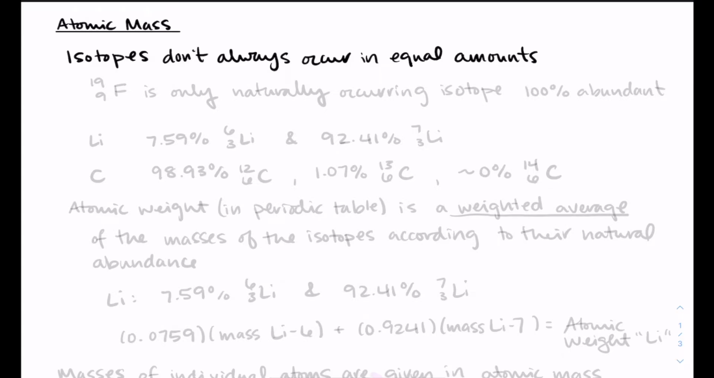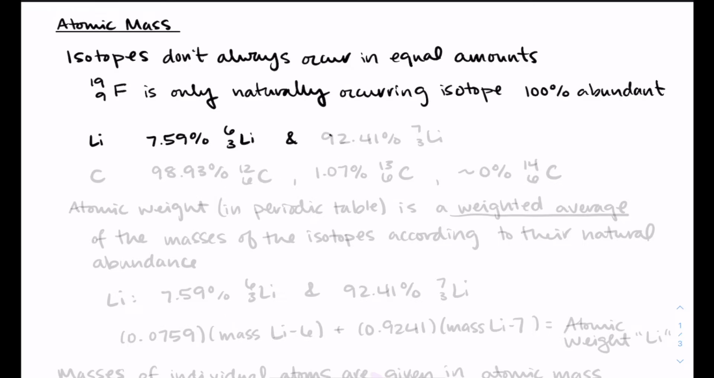Let's take a closer look at isotopes. Isotopes don't always occur in equal amounts. In fact, fluorine 19 is the only naturally occurring isotope that is 100% abundant. This means that all of fluorine is fluorine 19. Some other element examples are lithium, which is 7.59% lithium 6 and 92.41% lithium 7.